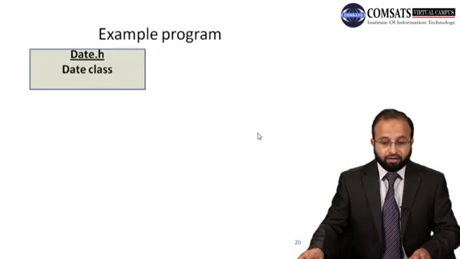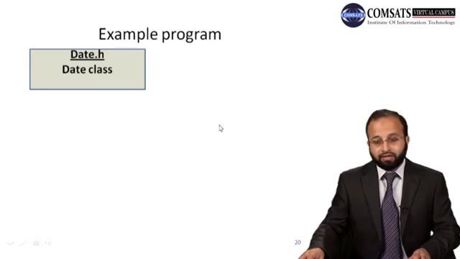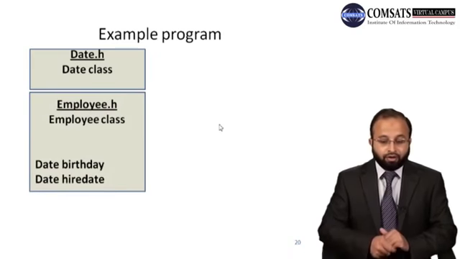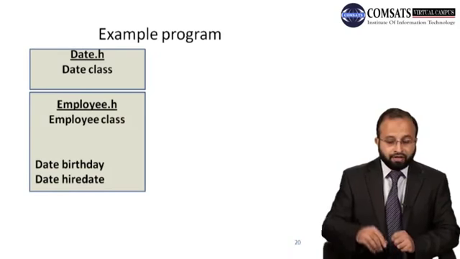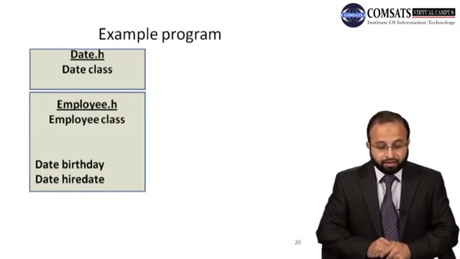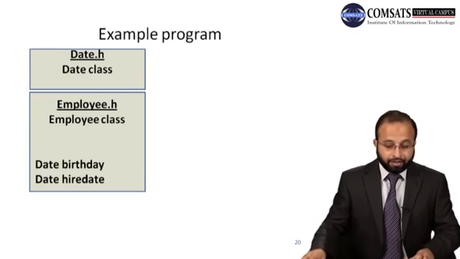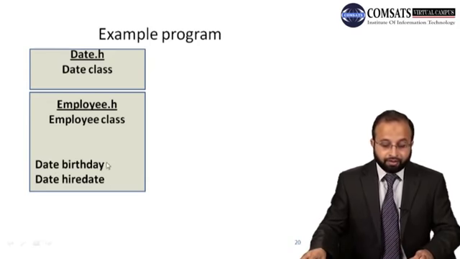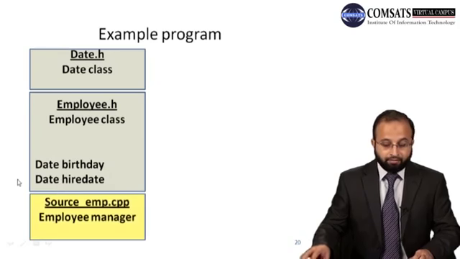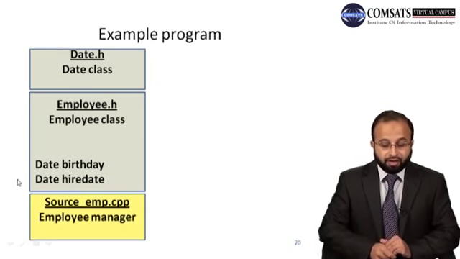Example program, let's say we have a date class, date.h, and this includes month, day, and year, that is the date, and an employee class that has the employee data and two objects of the date class. These are the birthday and the hire date objects. So the name of the object is birthday, which belongs to the class date, and hire date which is the object of date class. And then we have the source file. So these two are the header files.